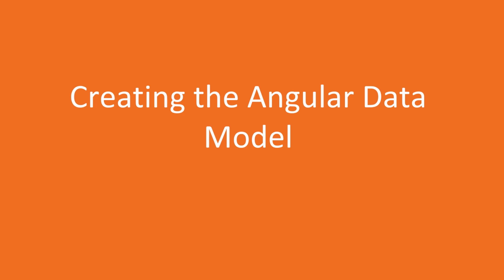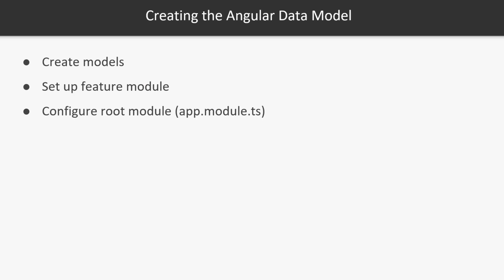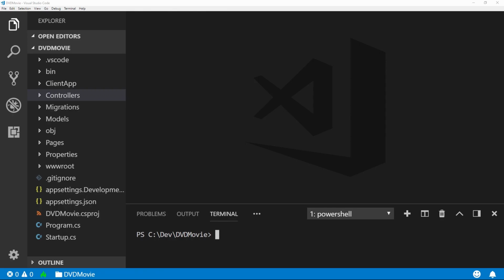Now that we're able to access data, we can now move on to creating the Angular data model, which will be used to consume the data that we set up in our last video. So in this video, we're going to be creating the models that we need. Then we'll be setting up a feature module and also configuring our root module, which is located within the app module TypeScript file.